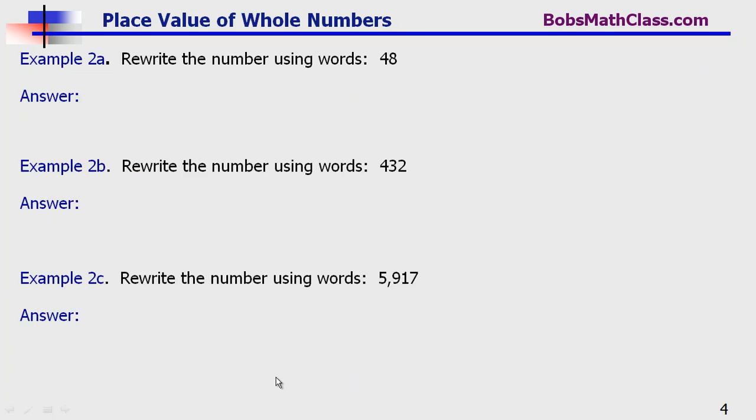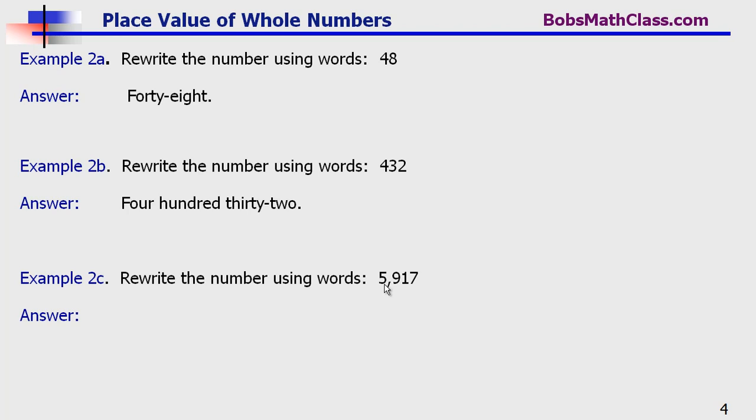Okay, let's do some problems. Rewrite the number using words. You might want to pause and do these on your own, or we're just going to go ahead and do them. Okay, 48. Again, make sure you spell 40 right and put a hyphen between the 40 and the 8. So that's it. Next number is 432. Do not write that and. And a hyphen between the 30 and the 2.